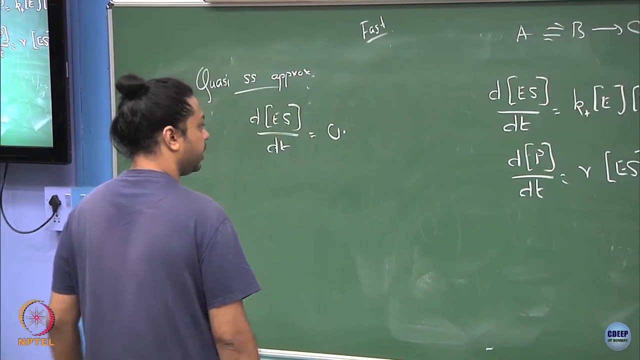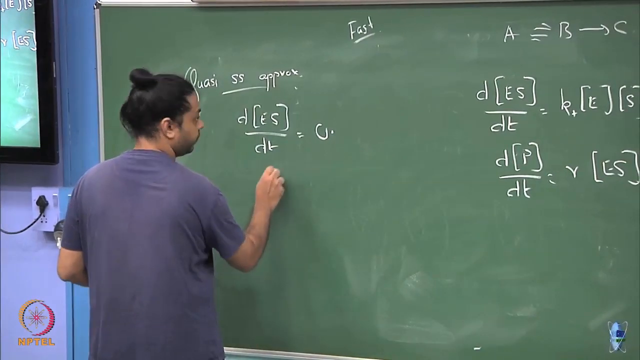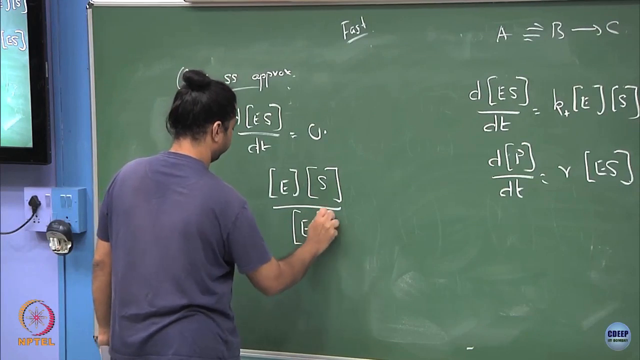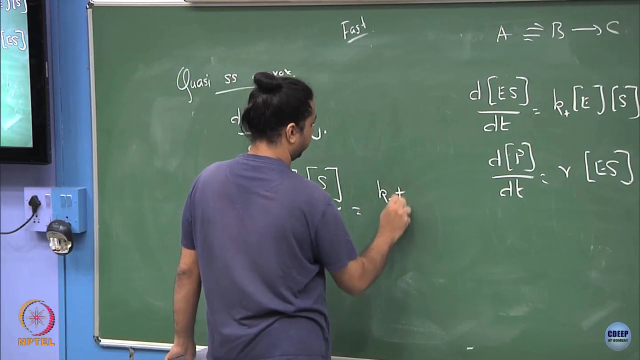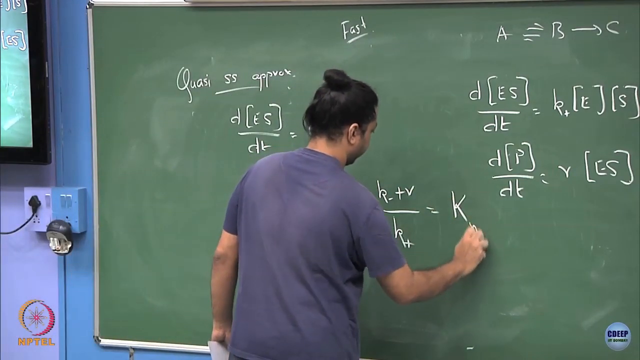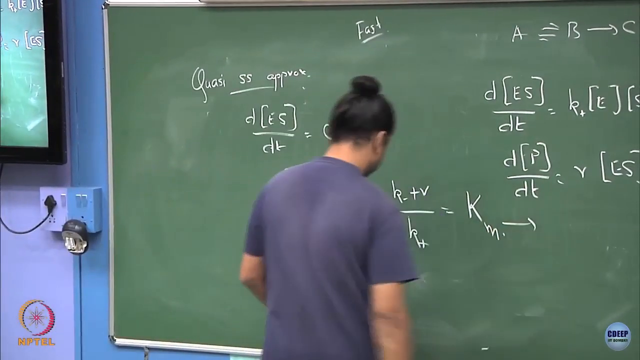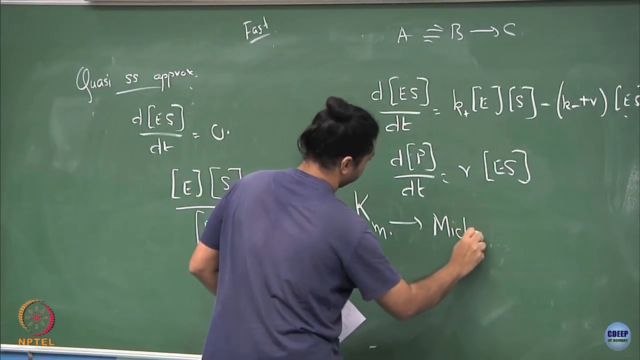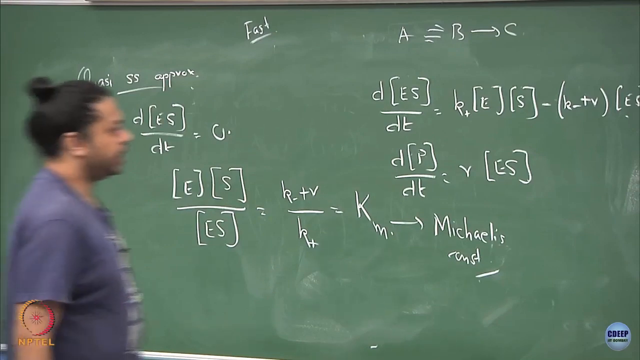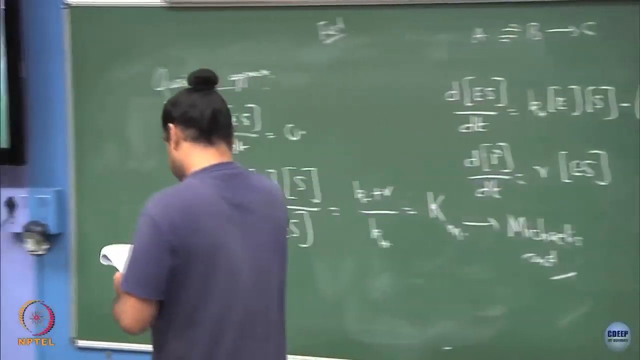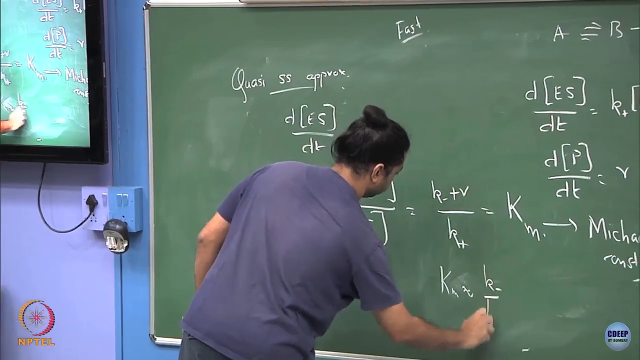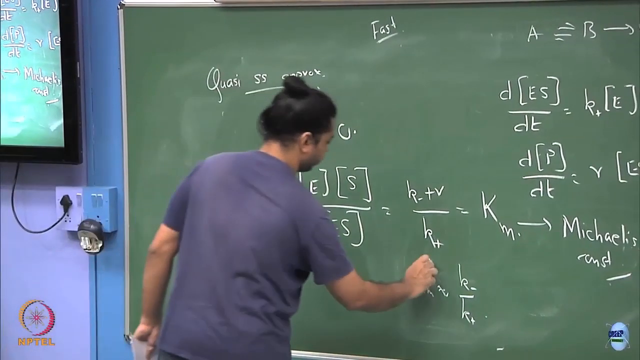Then what that immediately means is that from this equation, the ratio of this E into S by this enzyme substrate concentration is equal to k minus plus r by k plus. Okay. And this thing I call K M. This thing has a name, it is called the Michaelis-Menten constant. And again, if I say that this rate r is much, much less than k minus, then this K M is simply like k minus by k plus, provided this r is small.